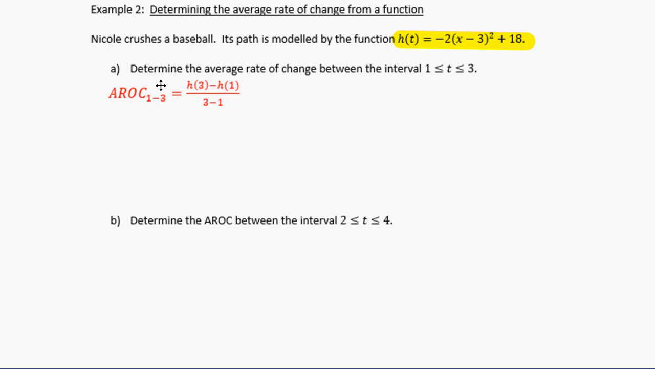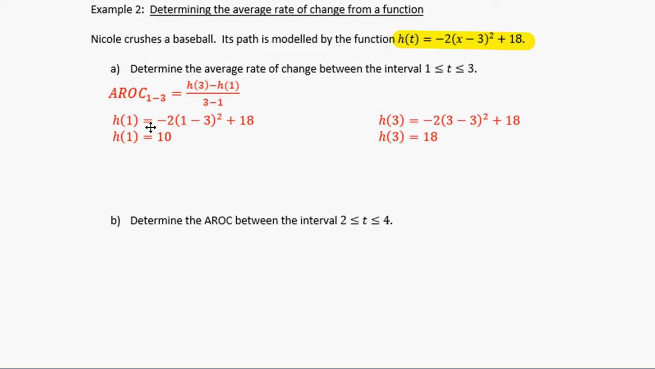So I take my highlighted equation over here, and what I'm going to do is plug in 3 and plug in 1 and find those y values. So I do that here. So h of 1, where I see an x, I plug in, that really should be, the equation's not quite right, there should be a t there. Anyways, I plug in a 1 for x, and then solve. So -2 times 1 minus 3 squared plus 18, I get 10.